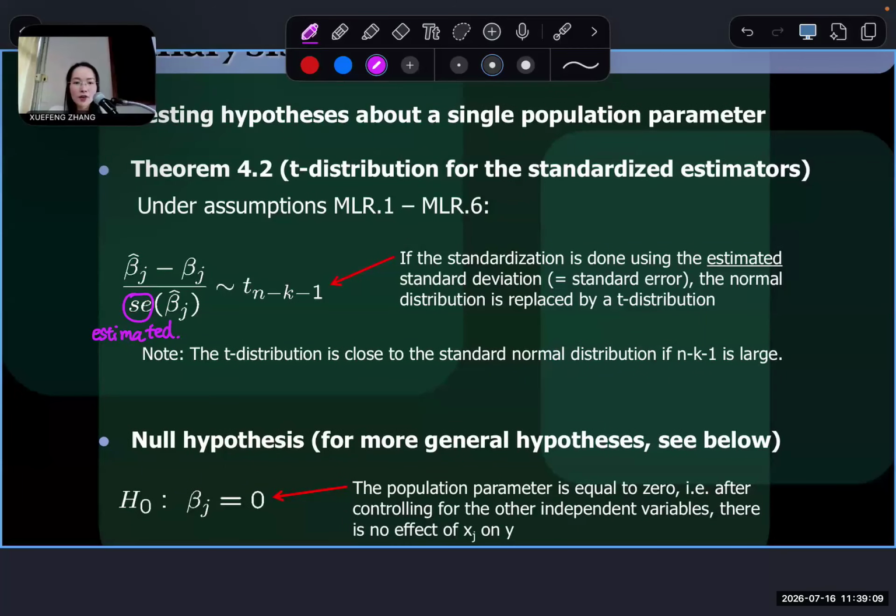We have the new Theorem 4.2, which says that once you replace SD with SE, the estimated version, the distribution changes. It's no longer exactly normal. It becomes a t-distribution with n minus k minus 1 degrees of freedom, okay? N is the sample size. K is the number of independent variables. What does 1 mean?